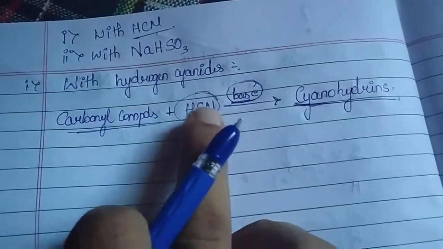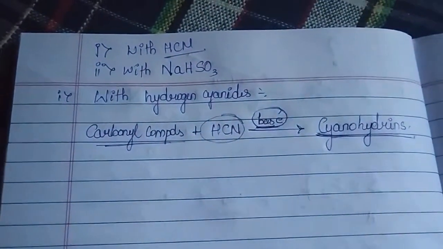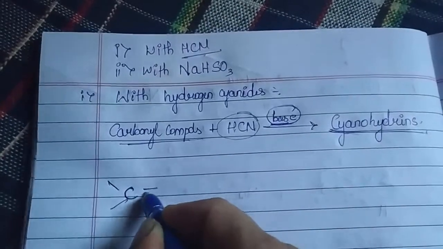So yes, H plus CN minus. When I am writing my carbonyl group, how can I write? I could write it as C double bond O, as we have written earlier.